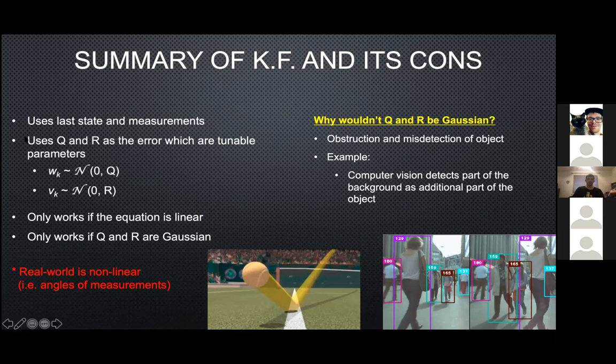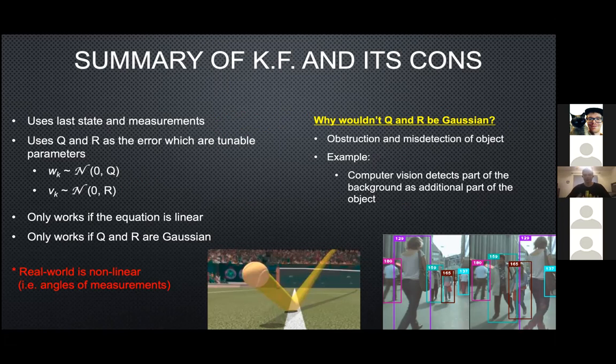Also, it just uses Q and R as error. Okay, so then you can just tune those to be whatever ends up fitting best. So it's a simple idea, sort of like a PID controller, because that's probably the most analogous thing that I can think of. But the problem is that it only works if the equation is linear. Okay, so your original kinematics equation, let's say, is linear, and it only works if Q and R are Gaussian. So here is basically why our equations won't be.